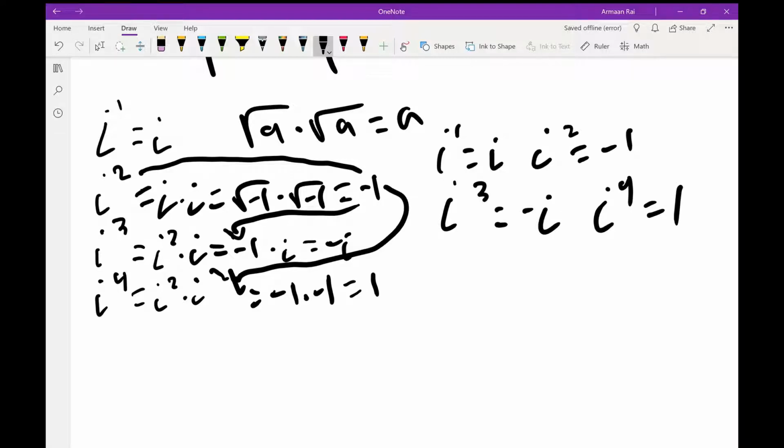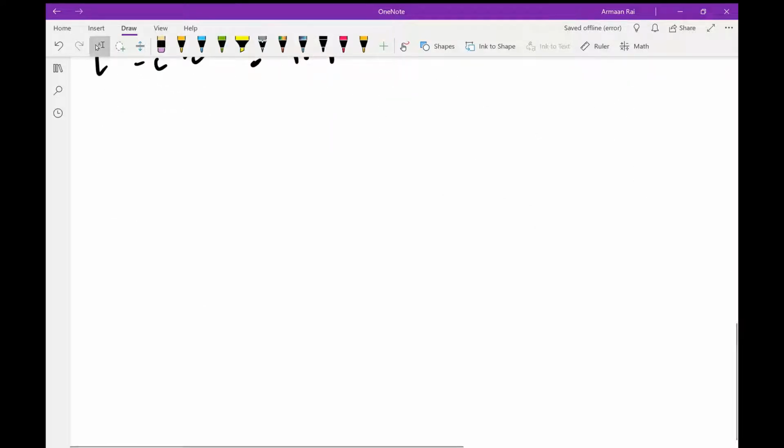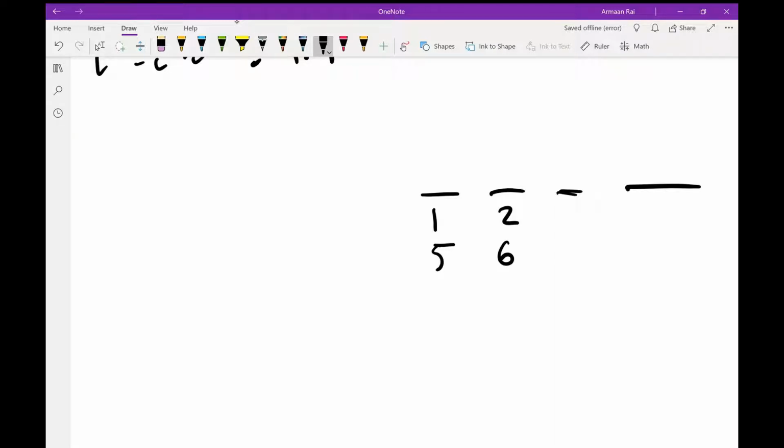Now, i has this weird property that every 4, the cycle repeats. So that means i to the first is going to be the same as i to the fifth. i to the second is going to be the same as i to the sixth. i to the third is the same as i to the seventh. i to the fourth is the same as i to the eighth.